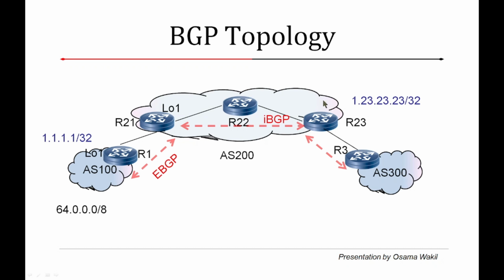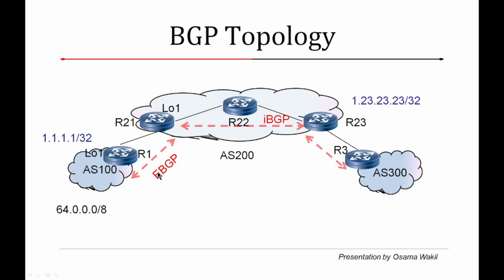It can be explained further using this diagram. Let's say we have R21 and R23. The BGP session between R21 and R23 will be regarded as iBGP, whereas the BGP session between R21 and R1 is regarded as eBGP protocol.